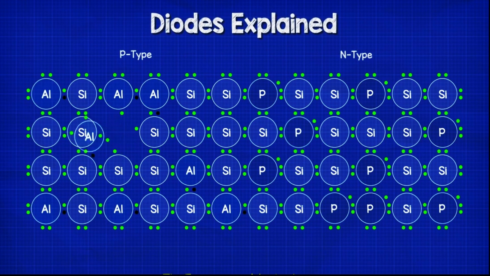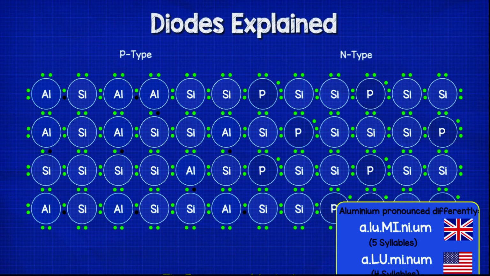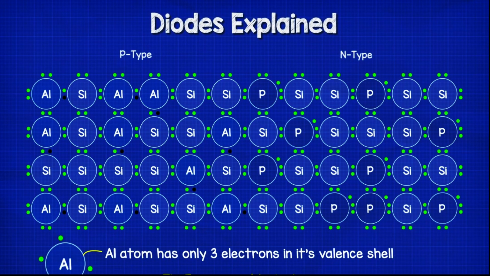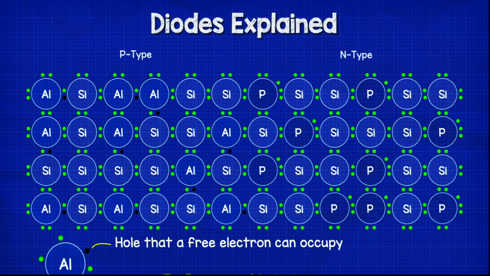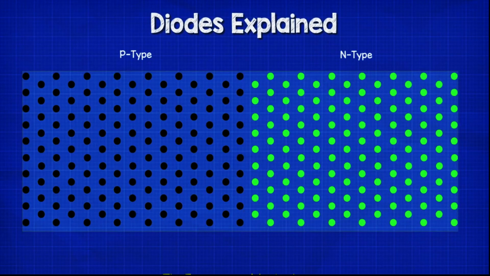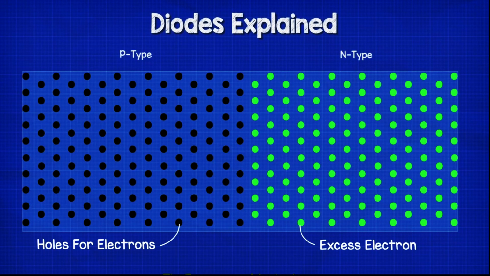With p-type doping, we add in a material such as aluminium or aluminum. This atom has only 3 electrons in its valence shell, so it can't provide its 4 neighbours with an electron to share, so one of them will have to go without. There is therefore a hole created where an electron can sit and occupy. So we now have 2 doped pieces of silicon, one with too many electrons and one with not enough electrons.